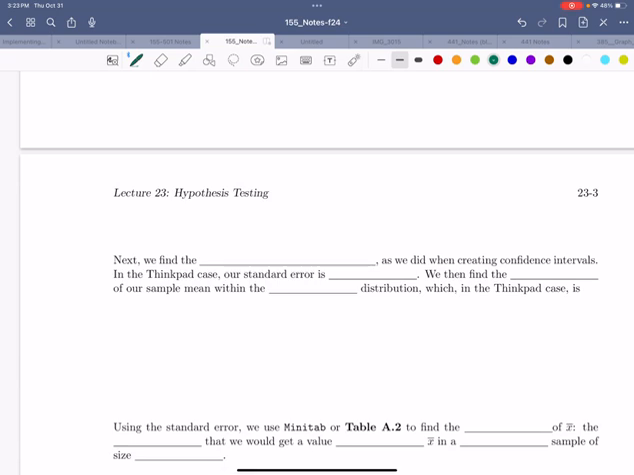So now what we're going to do is find the standard error. This is how we actually conduct a hypothesis test. It's sort of analogous to the confidence interval stuff, it's just that we're conducting a test instead of creating an interval. So create the standard error, which I might call the SE, and our standard error is the same thing as it was before.